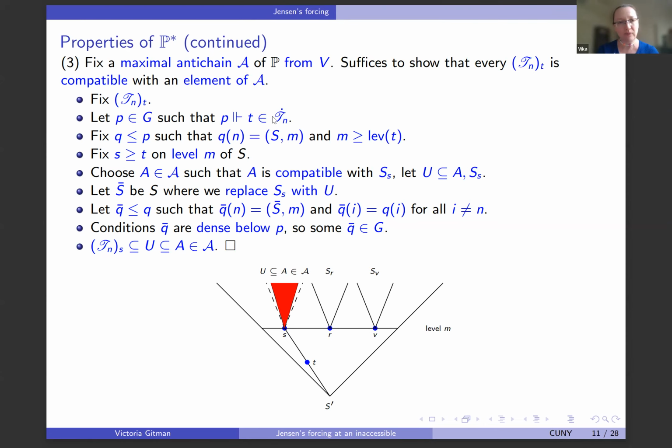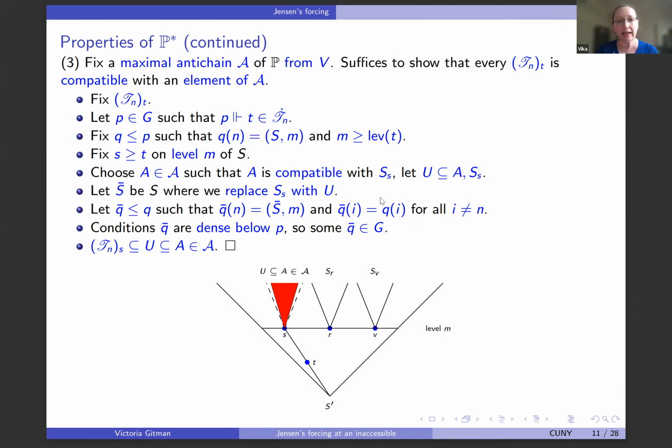All right, so it's a very similar density argument. So let's fix a condition below p. And again, by strengthening slightly, I can assume that the level m here is above the chosen node t. And t is in it because I'm working below p. And we will choose now any node s above t, in this condition. So we don't need to worry about which one it is. We just need to pick one.